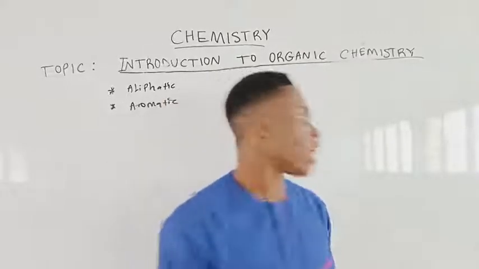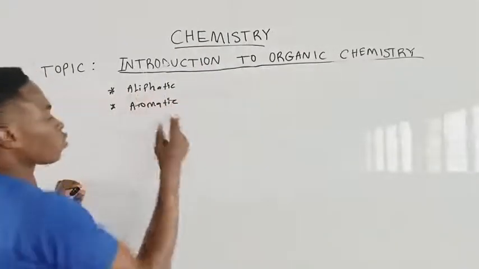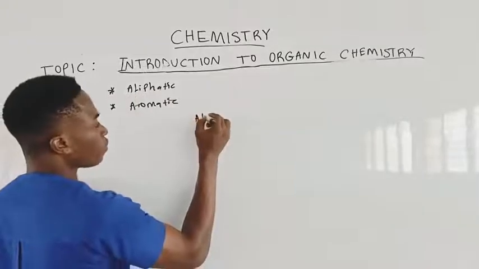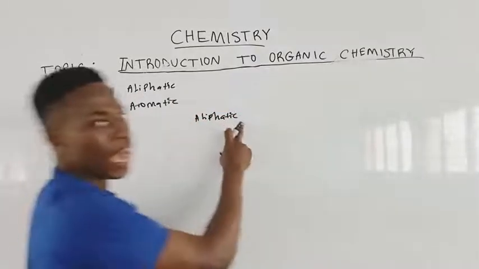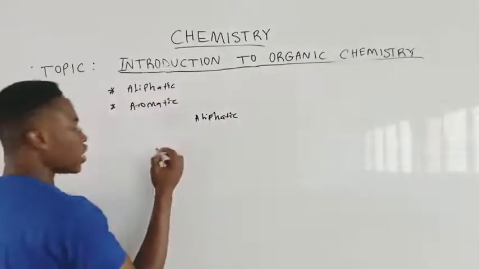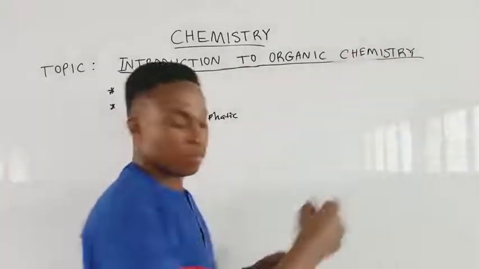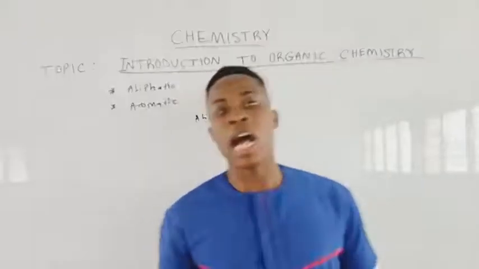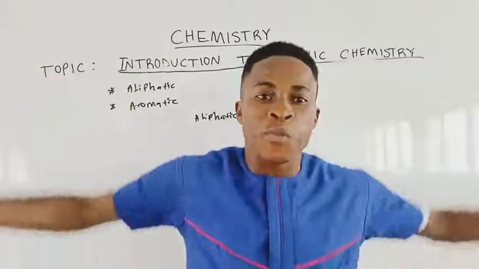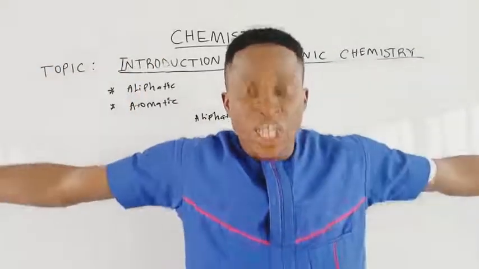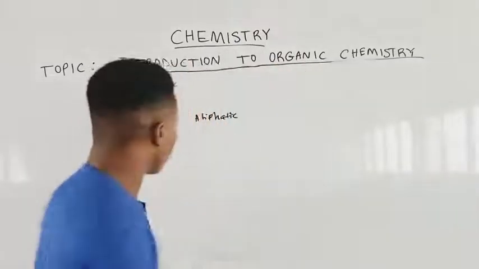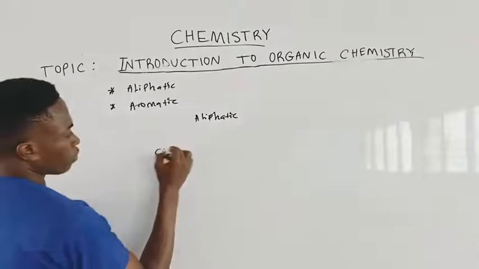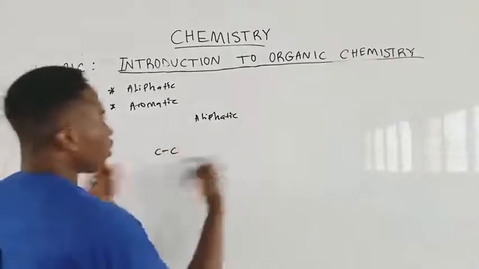Am I communicating now? When you say open chain structure, this is aliphatic. Example, we have the alkane series, alkene, alkyne. All those things are open or straight chain. Sometimes we usually call them straight chain. That is opening. Now watch. This is alkane, you're opening it. It's the same thing.